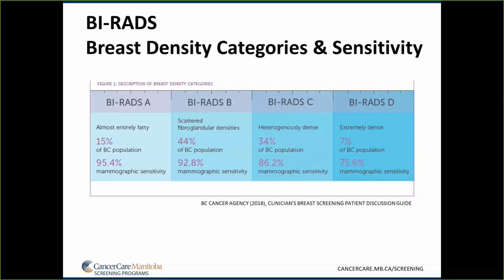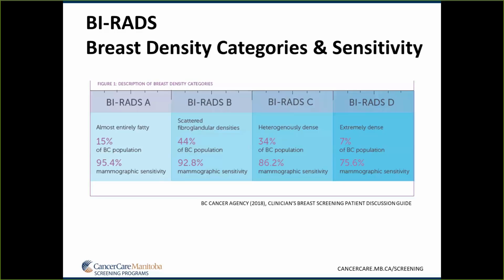Now we have a figure which has been published from a Canadian group, the BC Cancer Agency, in 2018. They had started using the BI-RADS classification several years ago and have published their results. And as you can see, the fatty replaced category A makes up approximately 15% of their screen population, and the sensitivity of detection of cancer was over 95%. Category B represents 44% of the population with a minimal drop in sensitivity to 93%.